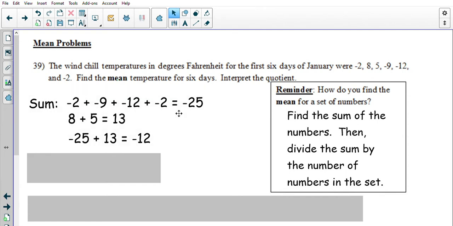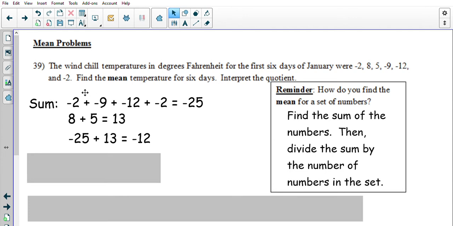So what I did was I put all the negative numbers together and all of the positive numbers together and then combine them. So we've got a -2, a -9, a -12, and a -2 to get -25. Now, if you're thinking there's 4 negatives, it should be positive. Remember, that's only for multiplying.